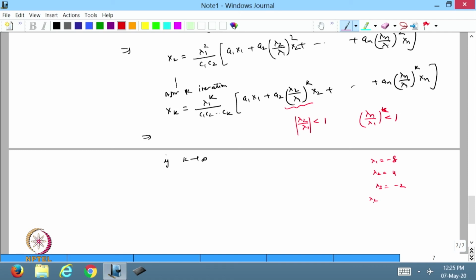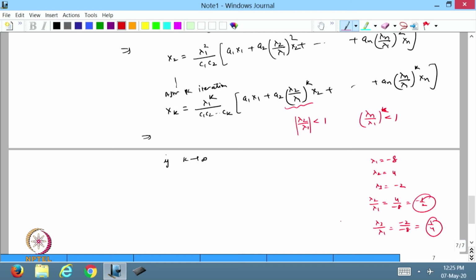So, I will take lambda 2 over lambda 1. It is 4 over minus 8, this is minus 1 by 2, right. Now, lambda 3 by lambda 1, it is minus 2 by minus 8, so it is 1 by 4. So, this value is in magnitude less than 1 and this value is also in magnitude less than 1.